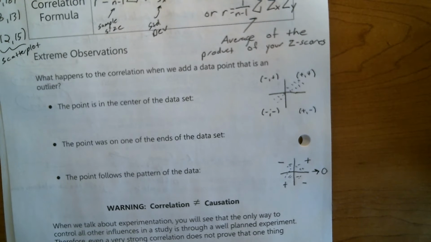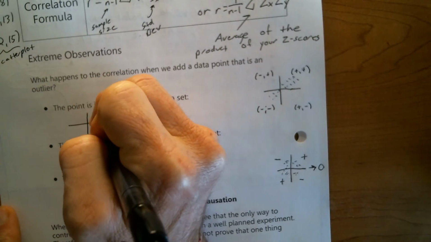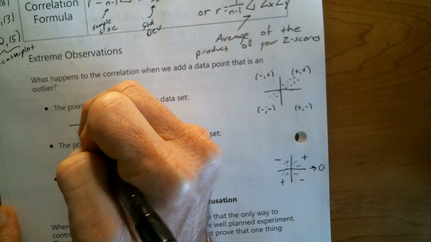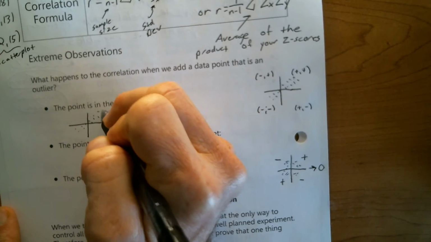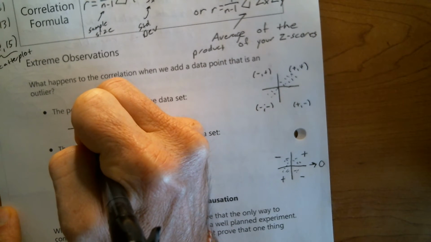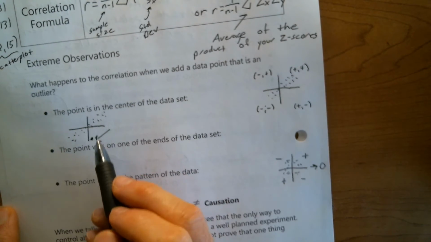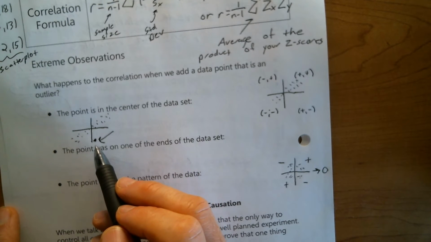So we have a couple of questions here about extreme observations. It says, what happens to the correlation when we add a point that is an outlier? What happens if that point is at the center of the data set? Let's pretend we've got our data set here, and there are some X, Y points like this. This is saying, what if your outlier is here? Your outlier is at the center of the cloud, left to right, but it is an outlier because you've got your cloud here and then the point down here.